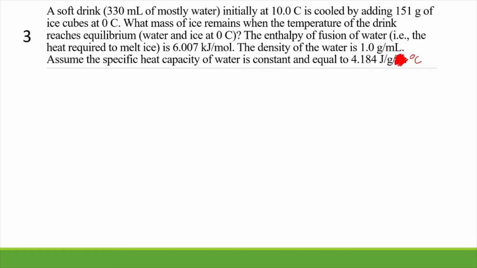so let's organize what we know. We have a V1 equal to 330 milliliters. And let's go ahead and change this over to grams right away, since we were given the density of water, 1.0 grams per 1 milliliter. So we have 330 grams. And then we're also given a mass of ice of 151 grams.